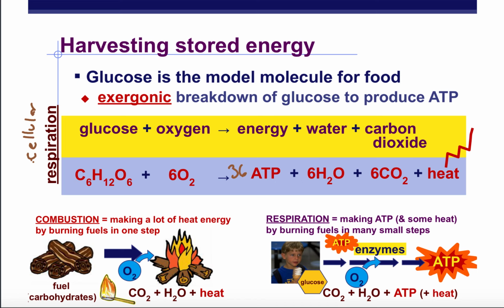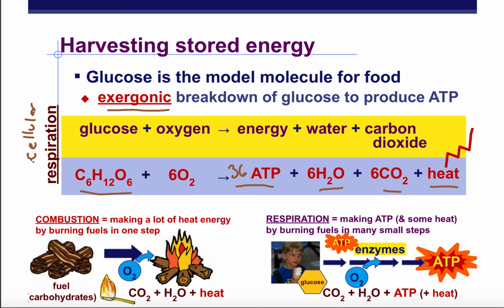Now, this overall process is what we call exergonic, because we're taking the energy that's stored in a much bigger molecule of glucose, and then we're breaking that molecule into much smaller products of water and CO2. And in addition to that, we're releasing a lot of energy. We're not just releasing ATP, but we're also releasing additional heat, which is also produced by this process.